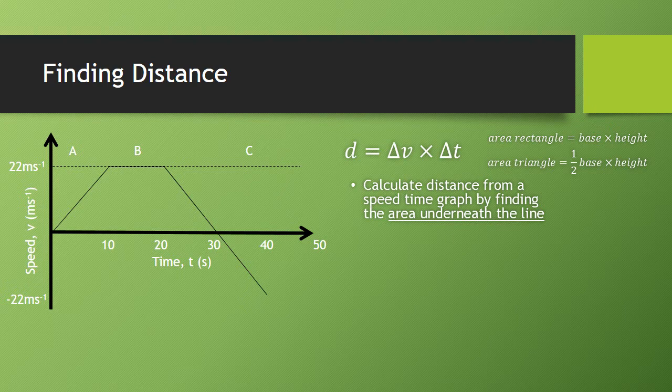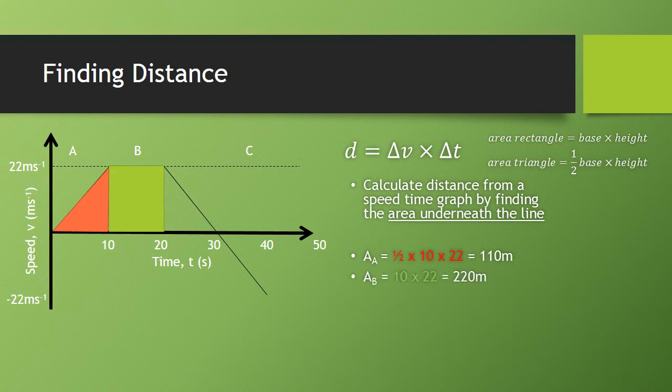So let's do that for section A. Section A is obviously a triangle, so I'm going to use my triangle equation, which says it's a half multiplied by the base, which was 10 seconds, multiplied by the height, which is 22 meters per second. And when I do that, I get a distance of 110 meters for section A.